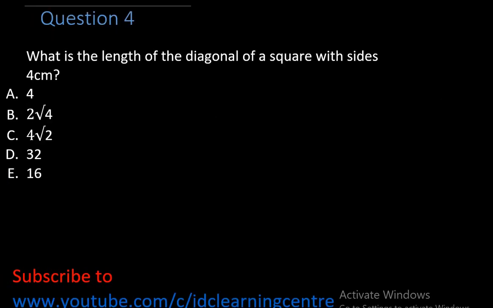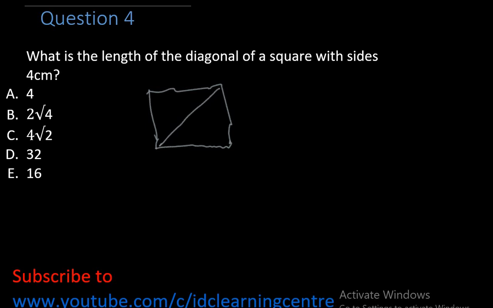Question 4. What is the length of the diagonal of a square with sides 4 centimeters? Okay, if this is a square, please pardon my sketch. Now this is the diagonal.